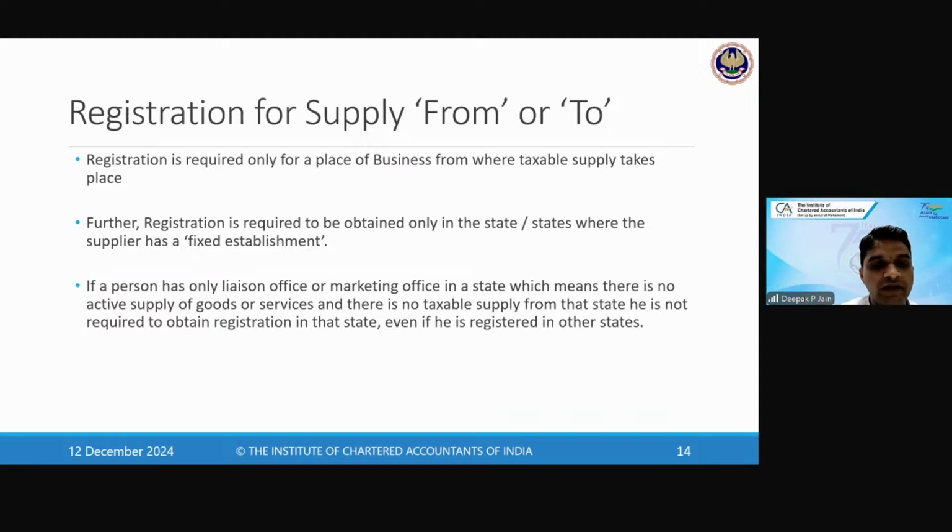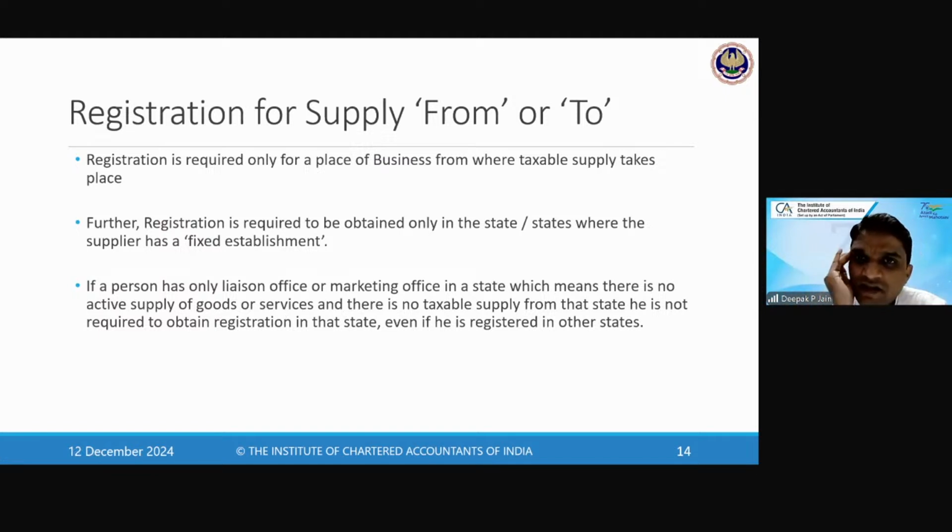Correct. Which we studied in subsection 14 and subsection 15, same thing. And third point now. If a person has only a liaison office or marketing office, then there is no active supply of services being made.